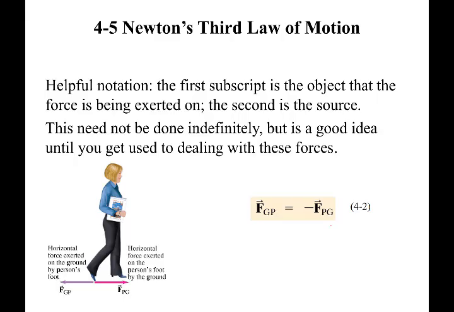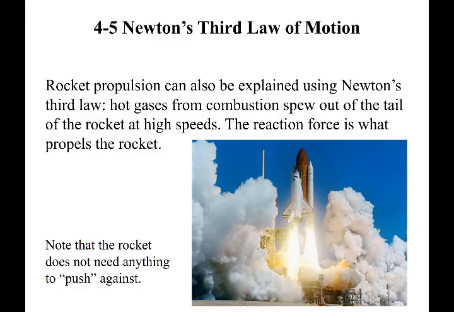A helpful notation is that there is always one force, which probably acts in the forward direction, and the other one is an equal but opposite action. So we can always say F, for example, in this case, the horizontal force exerted on the ground by the person's foot is given by this, and FPG, the horizontal force exerted on the person's foot by the ground, is given by this symbol. So they are equal in magnitude but opposite in direction, so you have to remember them.